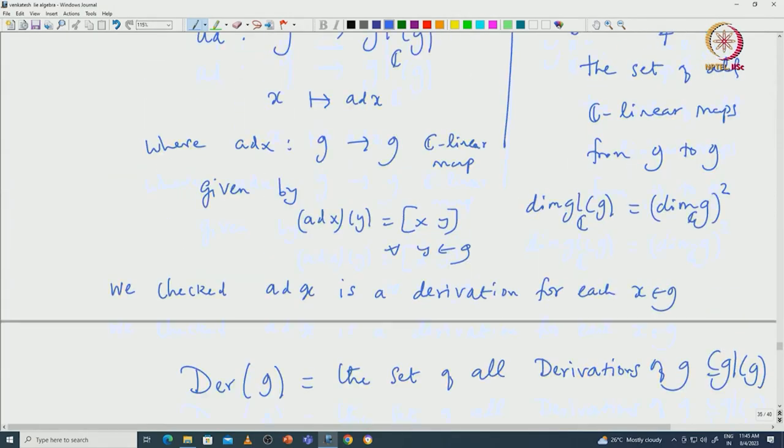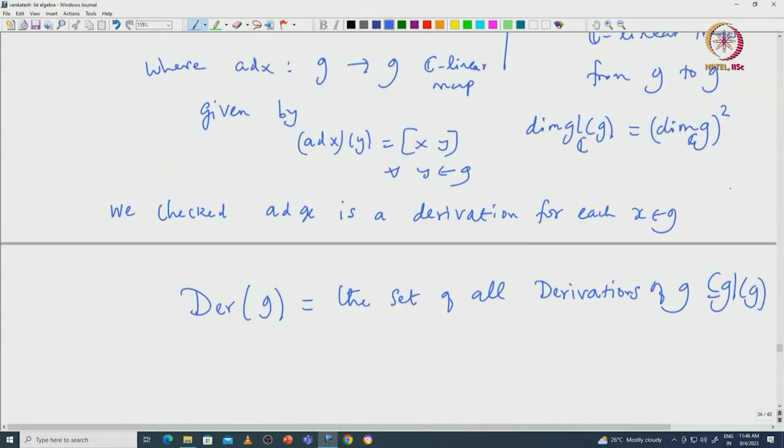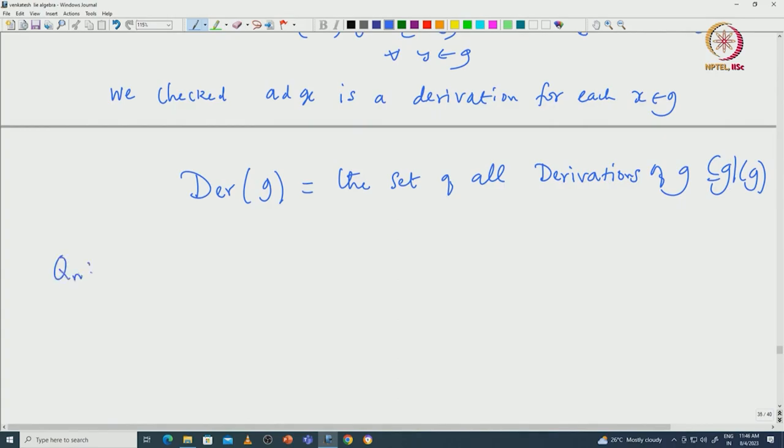So now the question is, this ad map, okay, this we have defined from G to GL of G. We also have a Lie algebra structure on GL of G given by the commutator bracket, okay. We have a composition of maps that makes GL of G, or the endomorphisms of G, an associative algebra. Once you know that this is an associative algebra, then the commutator bracket will give you the Lie algebra structure on this, okay. That is what we denoted by GL of G. So now what is the question? The question is, prove that this ad map is actually a Lie algebra homomorphism, okay.